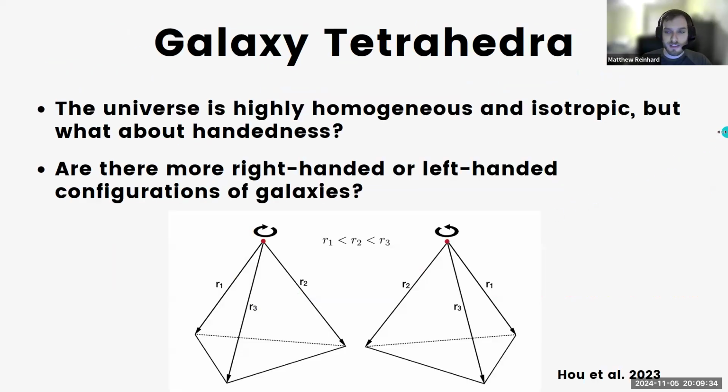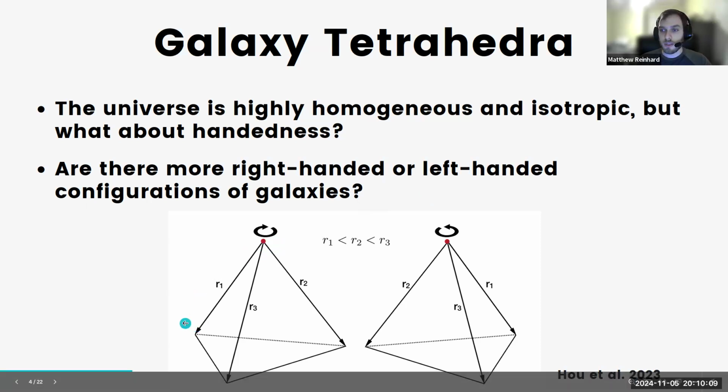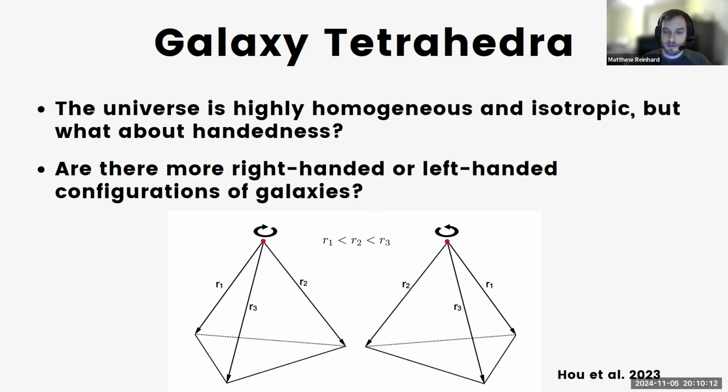So we know that the universe is highly homogeneous and isotropic on large scales, but what about handedness? Are there more right-handed or left-handed configurations of galaxies? We can define the handedness of a configuration of galaxies in the following way. Let's imagine sitting on a galaxy. That'll be this red dot here. We'll call that our primary galaxy. And we draw vectors from our primary galaxy to three other galaxies, where R1 will be the vector to the closest of the other three, R2 will be the vector to the next closest, and R3 the vector to the third, the farthest of the three.